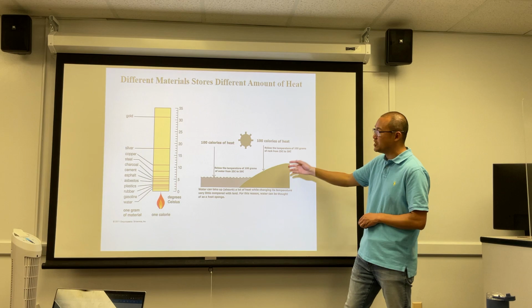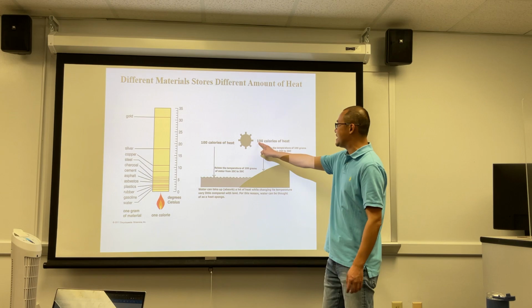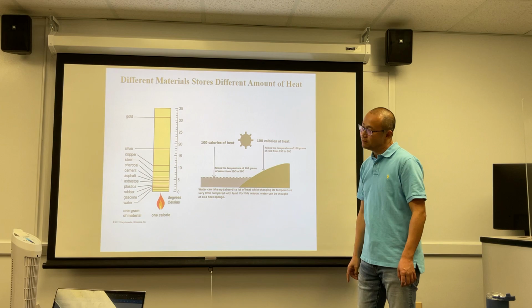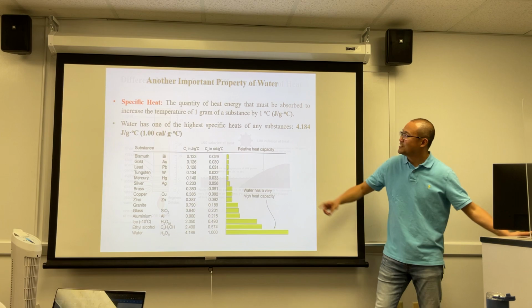This is the picture showing 100 calories of heat may increase the temperature of water from 25 to 26. But the same amount of heat may increase the rock temperature from 25 to 30. Tells what? Water can actually take a lot of heat in without changing temperature much. And we call that property what? Specific heat.